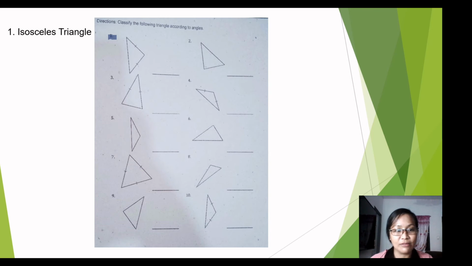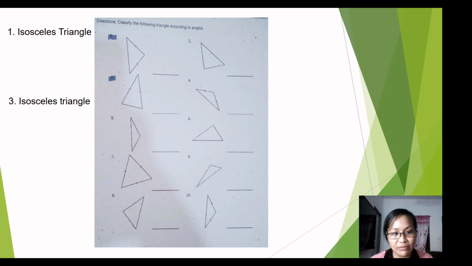Next, let's look for another isosceles triangle. Number 3, the same. This side and this side are congruent because we have this line and this line that symbolize congruent. So number 3 is an isosceles triangle.